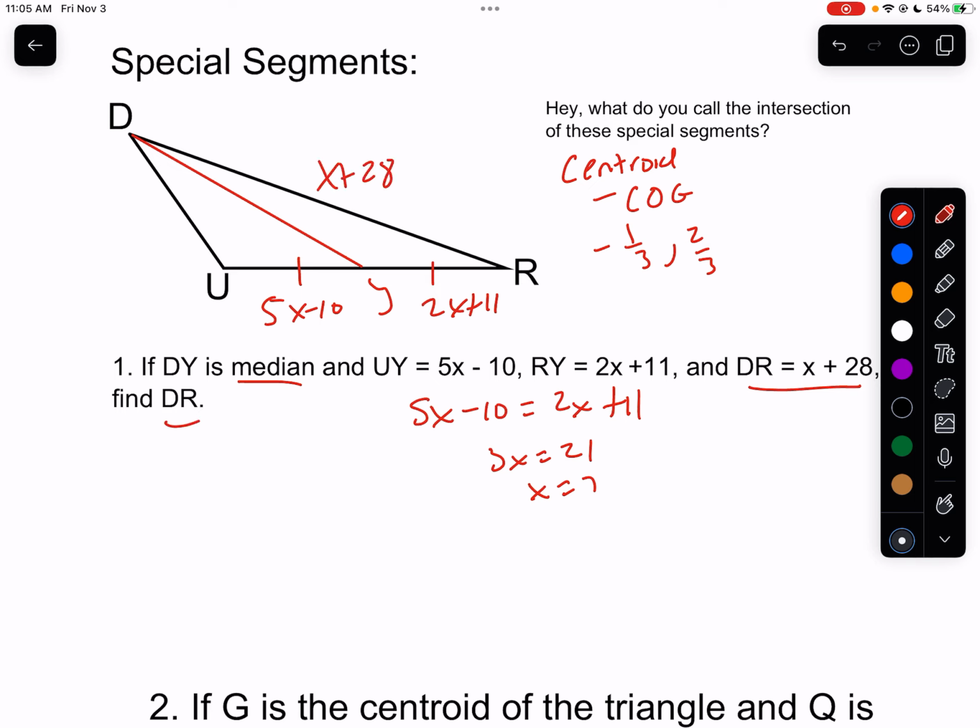Find the DR. Find the doctor. So if you're going to die, right, you might want to find the doctor. So DR equals 7 plus 28, which is 35. Got it.